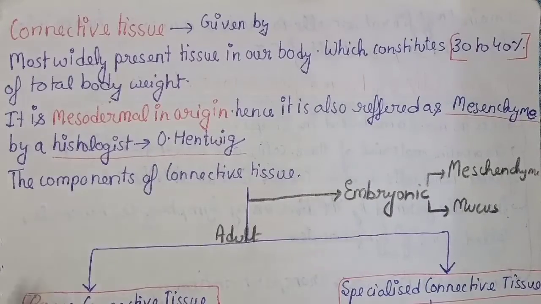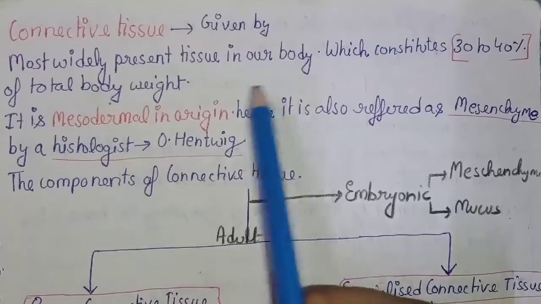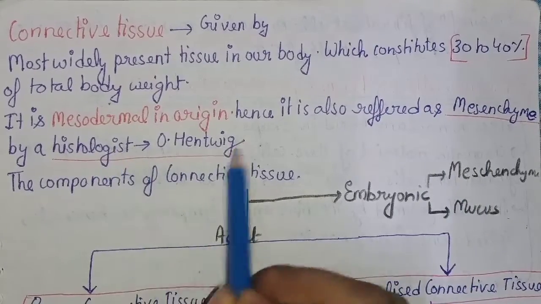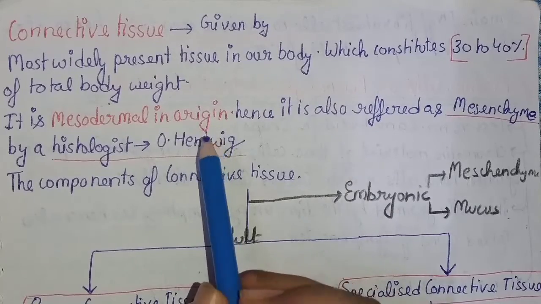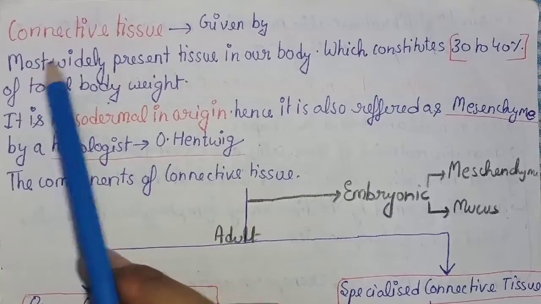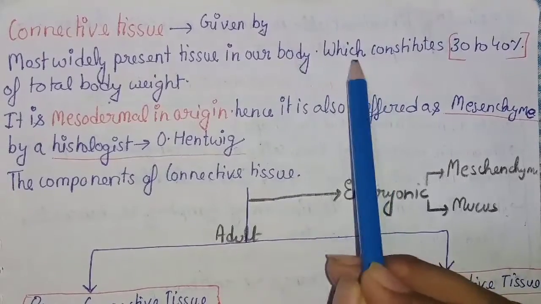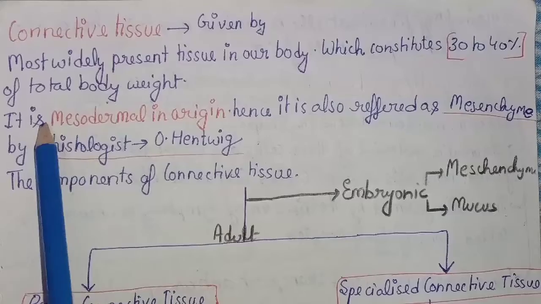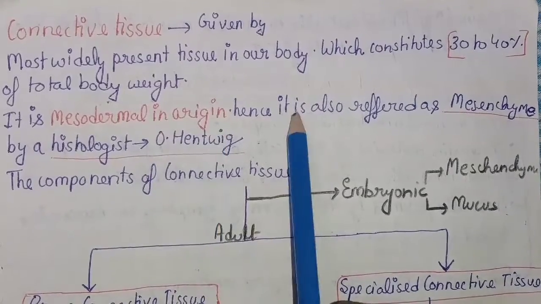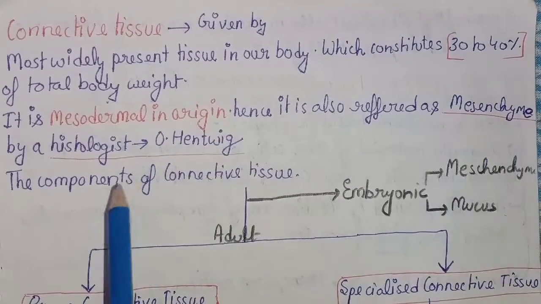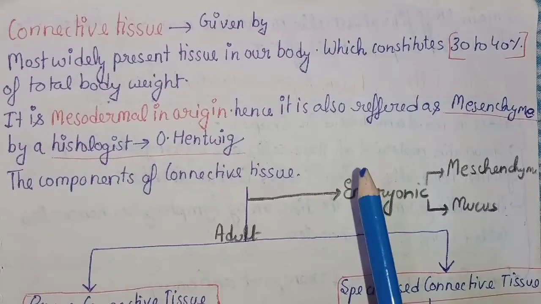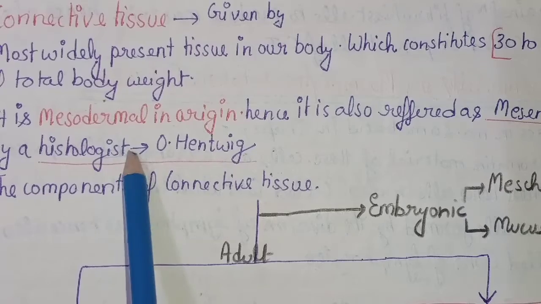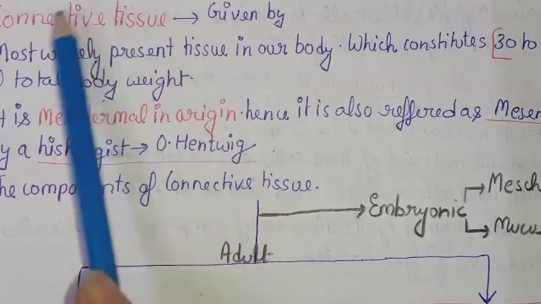The word connective tissue was given by O. Hertwig, a histologist. Connective tissue is the most widely present tissue in our body, which constitutes about 30 to 40% of total body weight. It is mesodermal in origin, hence it is called mesenchyme. Hertwig is the histologist who gave the term connective tissue.